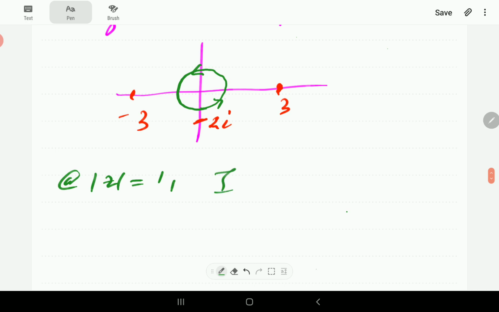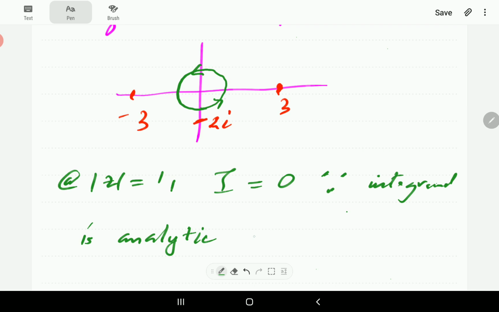So that tells us that I is going to be 0 because the integrand is analytic everywhere, on and inside C. This is by Cauchy's integral theorem, of course.